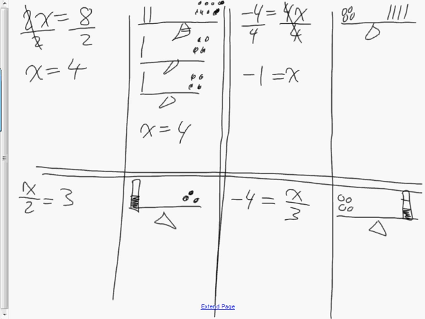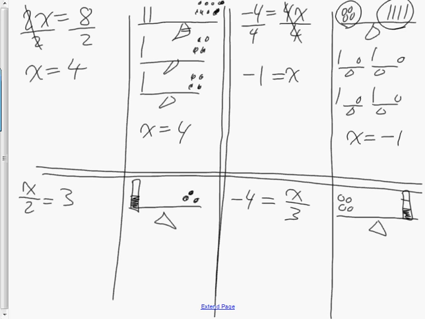In the modeling, it's the exact same question, but since I have my 4 x's here, I'm going to divide them into 4 mini scales, put 1 on each of them. And if I divided that side onto 4 different scales, I'd have to divide this side equally amongst those 4 scales, and each x has a value of negative 1. x equals negative 1, or negative 1 equals x.